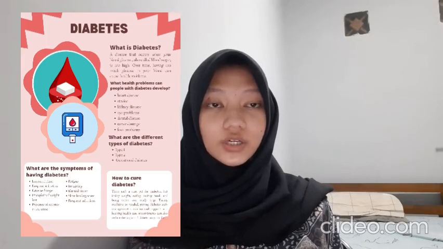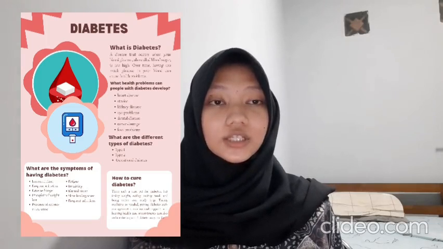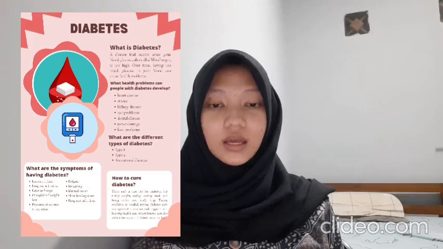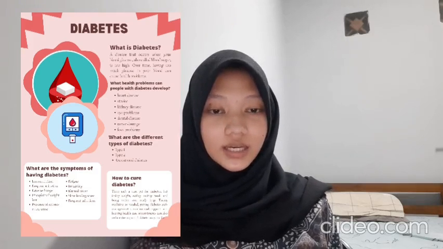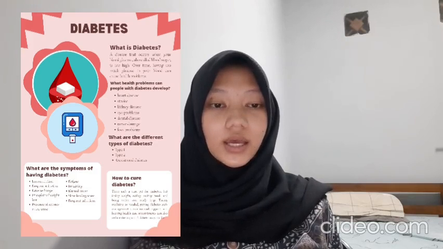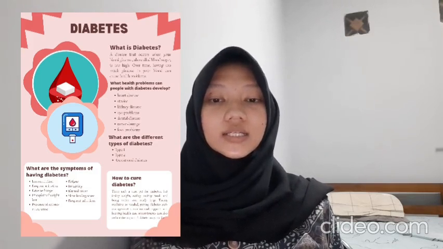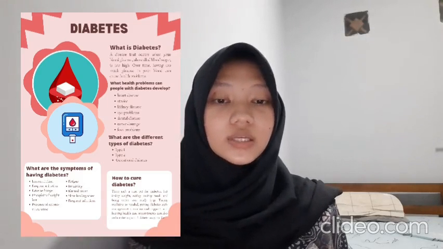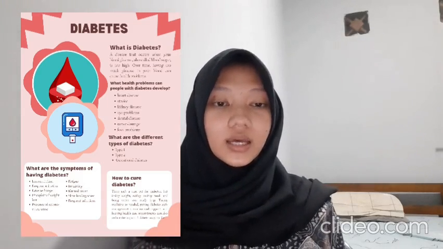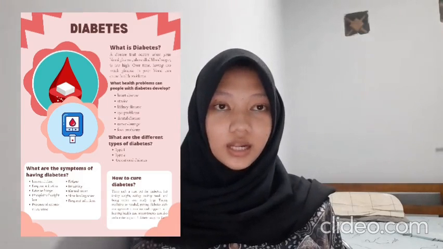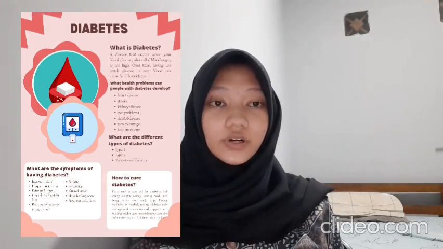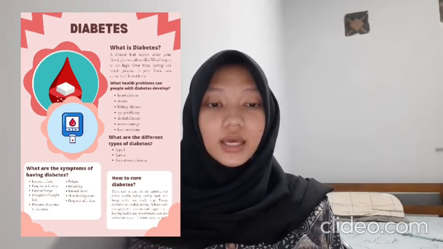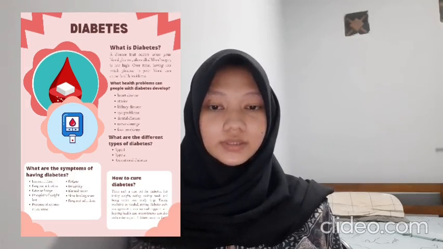When your blood sugar goes up, it signals your pancreas to release insulin. Sometimes your body doesn't make enough or any insulin or doesn't use insulin well. Glucose then stays in your blood and doesn't reach your cells. Over time, having too much glucose in your blood can cause health problems.